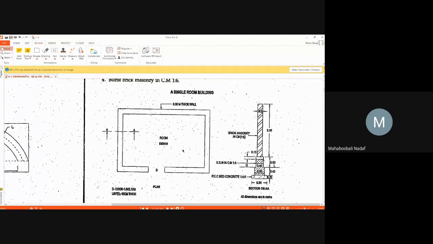For the long wall short wall method or center line method, you first always calculate the center to center distance of that plan. In the diagram you can understand. Consider this x-axis as a long wall, let us say it is L1. This is also L1. So how many long walls? Two long walls. How many short walls? Two short walls.